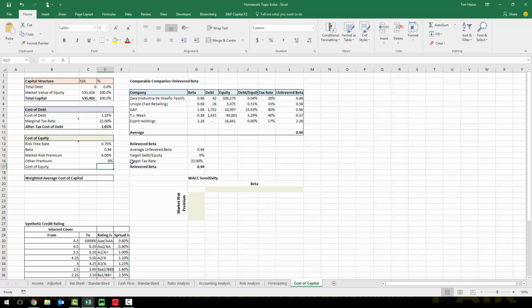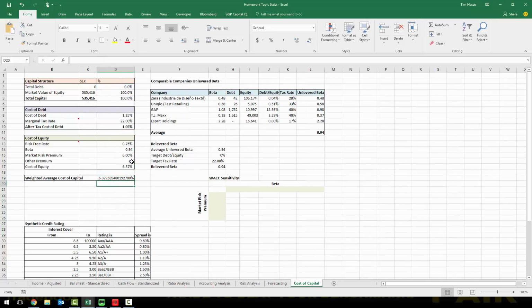So to calculate the cost of equity, you would take the risk-free rate plus beta multiplied by the market risk premium, so it's 6.37%. And then to get the weighted average cost of capital, you would take the debt ratio, which is 0 in this case, multiplied by the after-tax cost of debt, and then add the equity ratio multiplied by your cost of equity. Once you've done that, you get 6.37%.